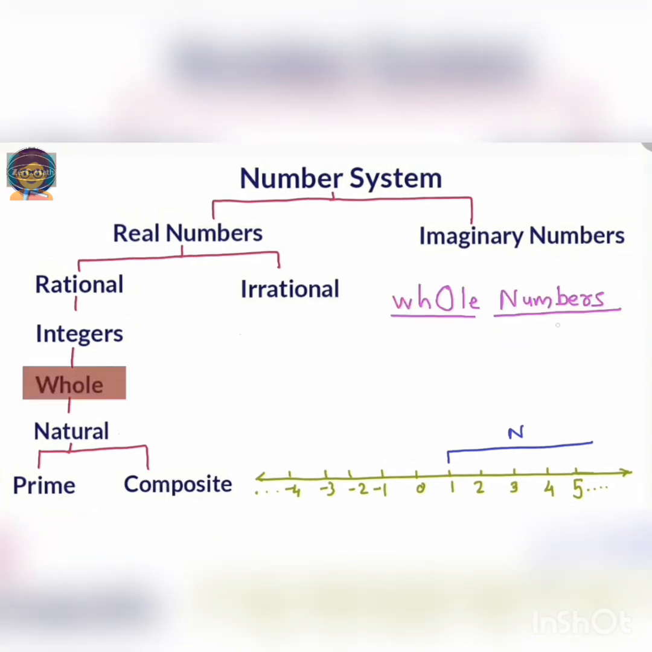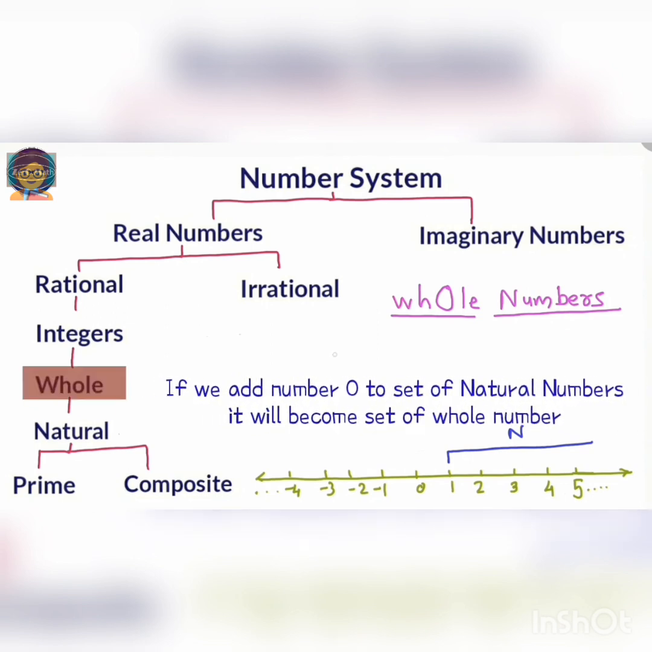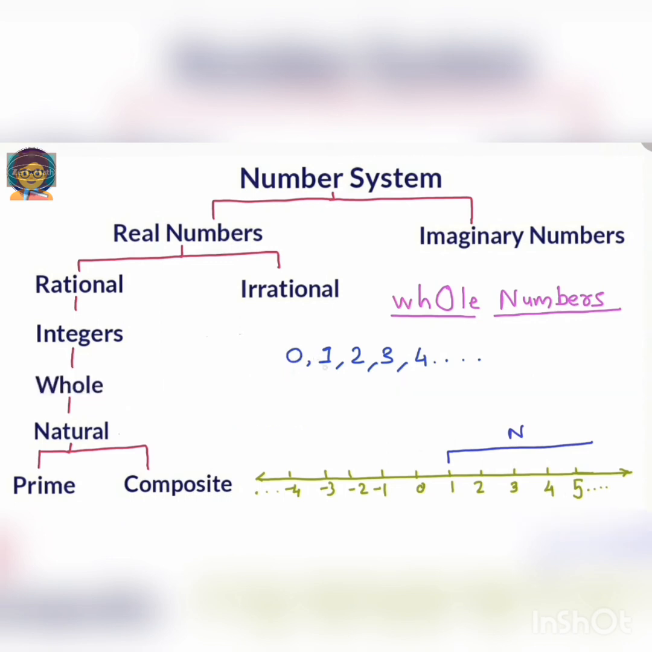Let's move on to whole numbers. If we add 0 to natural numbers, it becomes whole numbers. So I have my natural numbers 1, 2, 3, 4, and so on. If I add 0, it will become my whole numbers. So you can say that every natural number is a whole number. Whole numbers are represented by letter W, which is a set of numbers which starts with 0 and increments by 1 till infinity.